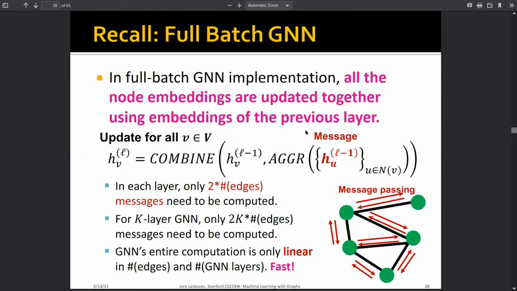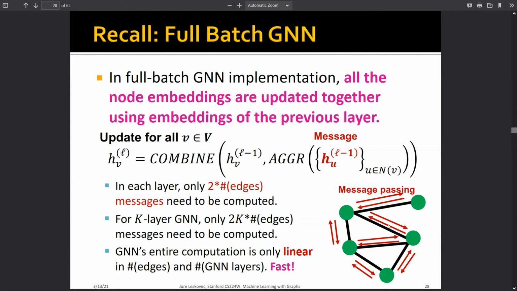Okay, full batch linear implementation. All the node embeddings are updated together using embeddings of the previous layer. This is what we already know. In each layer, only 2E edge messages need to be computed. For K layers, only 2KE edge messages need to be computed.